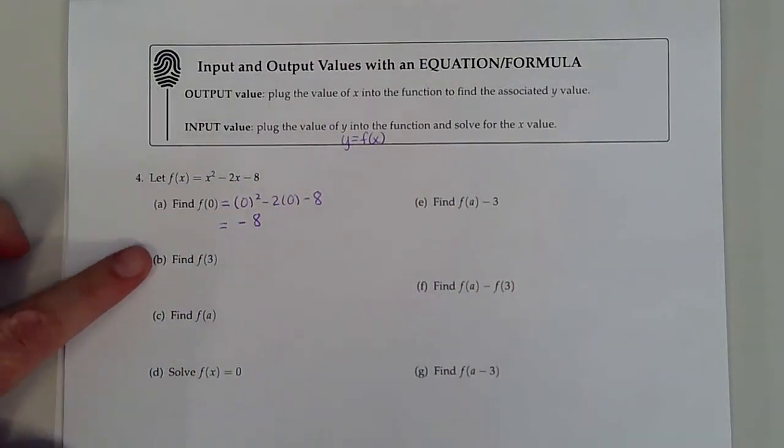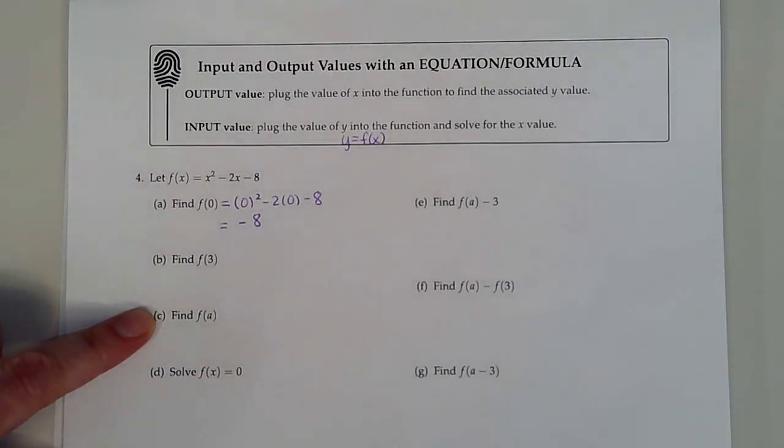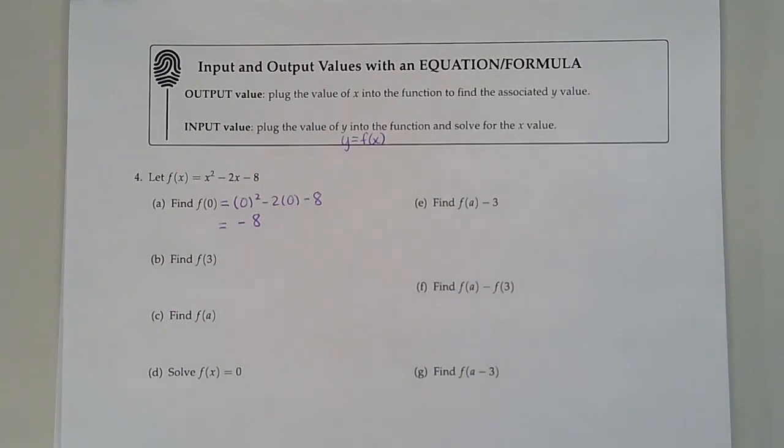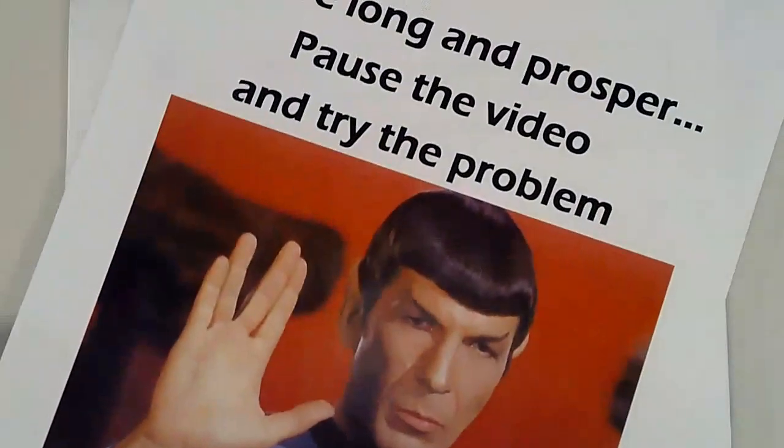Letter B says find f of 3, so another output value, and C says find f of a, so also an output value. Go ahead and pause the video and give those two a try.